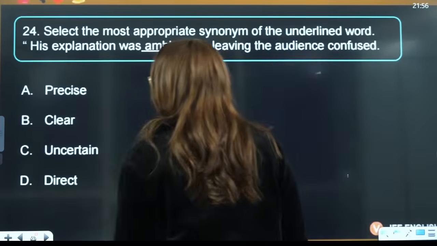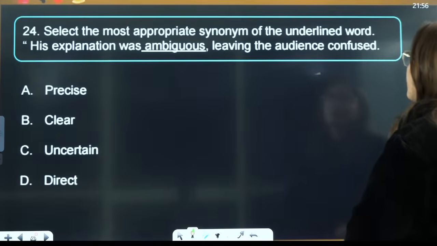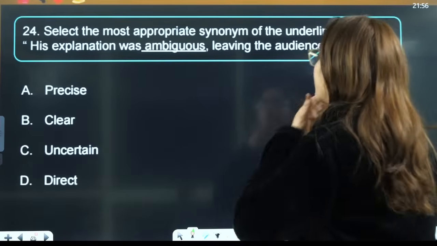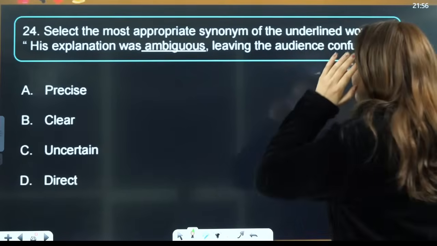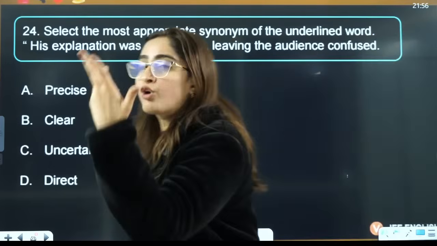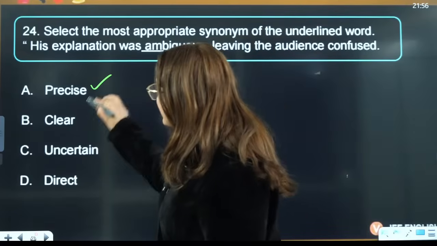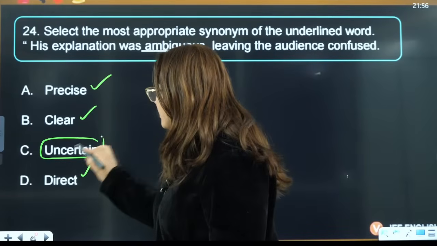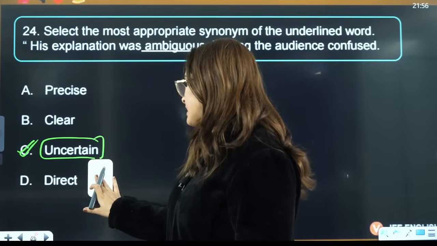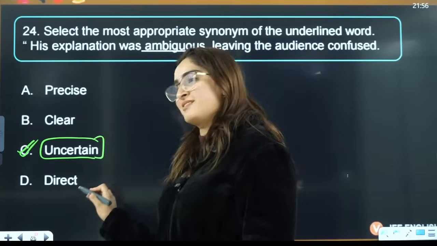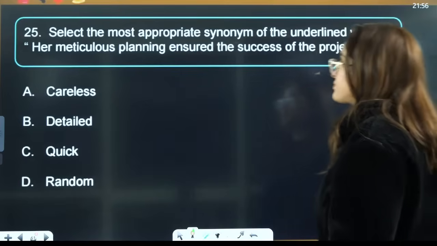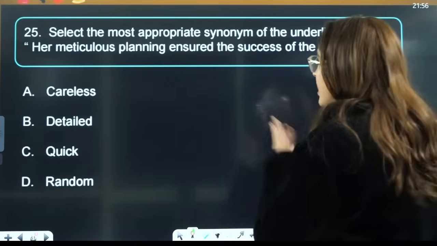So next is select the most appropriate synonym of the underlined word. His explanation was ambiguous, leaving the audience confused. It was precise, it was clear, it was uncertain, direct. See, again, common: select the odd one out. Precise, clear, direct is... uncertain is the odd one out, so the answer will be C. Right? When you don't know the word, you do this. Simple trick. Okay?